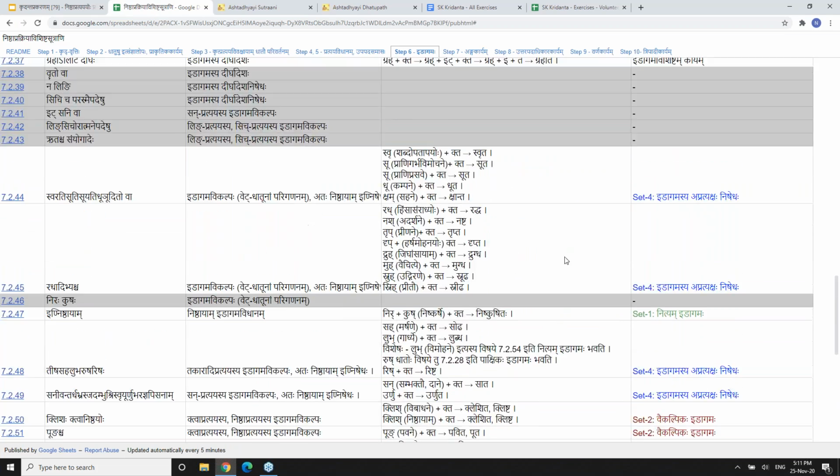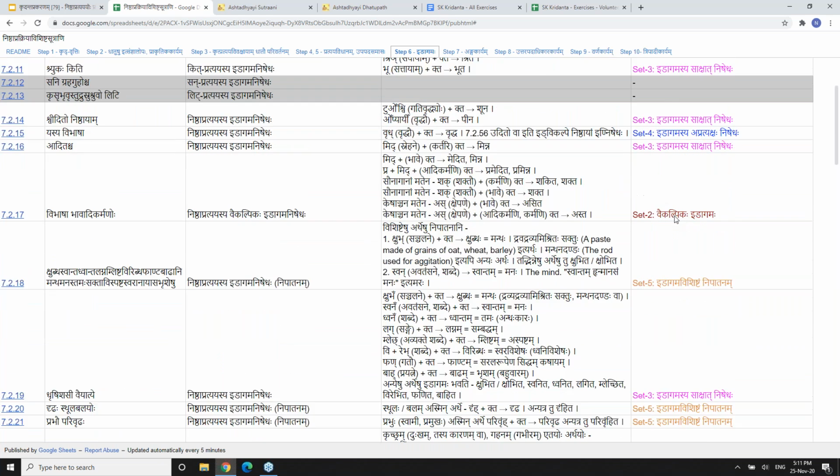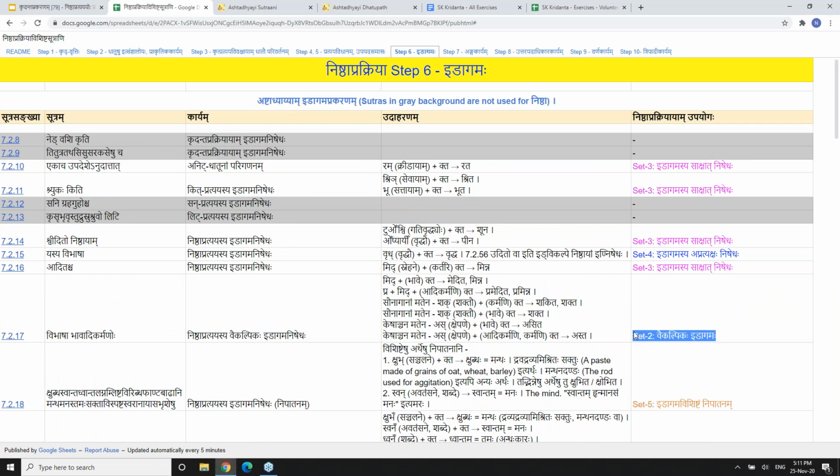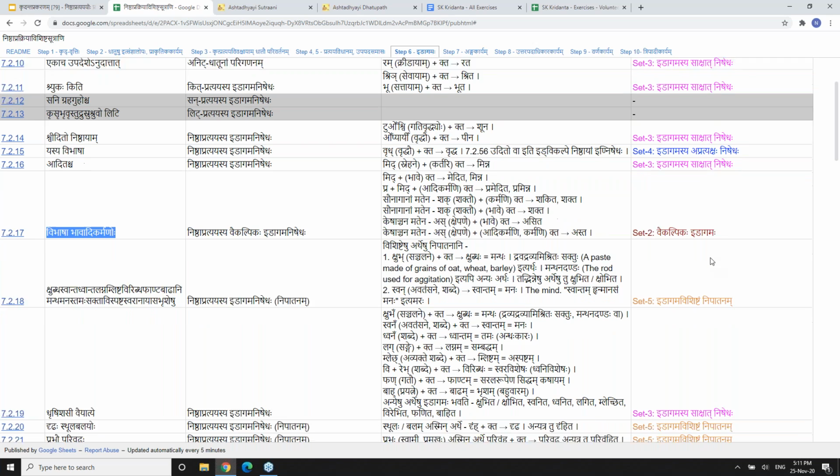For vaikalpika idagama, we studied some 6-7 sutras. That's the brown color statement over here. So set 2, vaikalpika idagama. The most common one is vibhasha bhavadi karmanoho. So there is an aka adit dhatu, yimida, yikshvida, and so on. Adit dhatu asti chet adi karmani tatha bhave tatra idagamaha vikalpena nishidhyate, which means vikalpena bhavati.